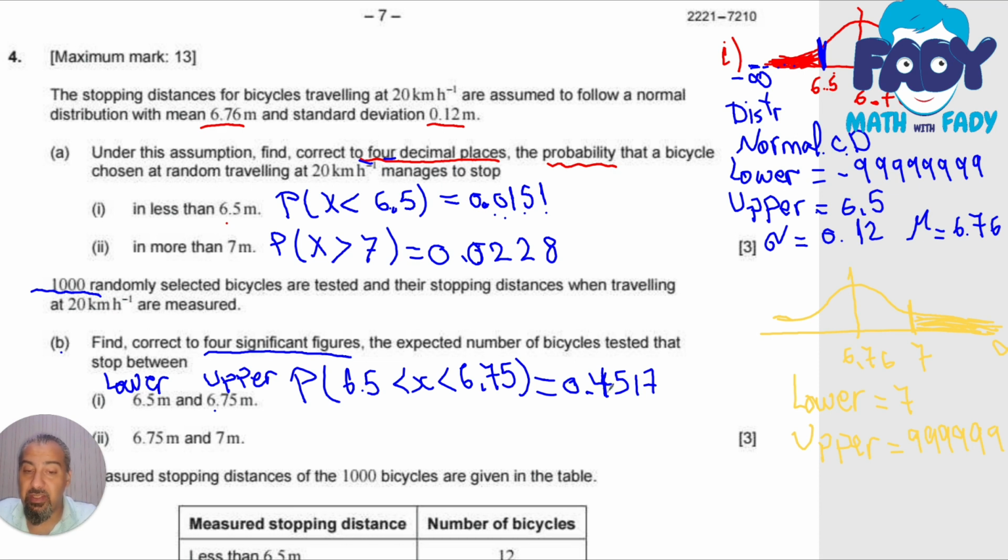But here it is not asking about the probability, it's asking about the expected number out of 1,000 bicycles. To find the expected number, all we need is the probability times the total, which is 1,000, and this will equal 451.7.